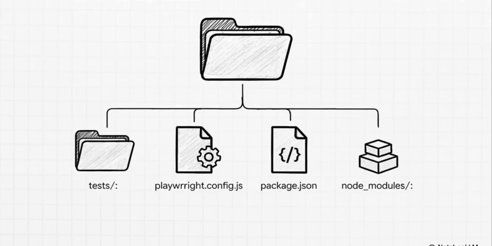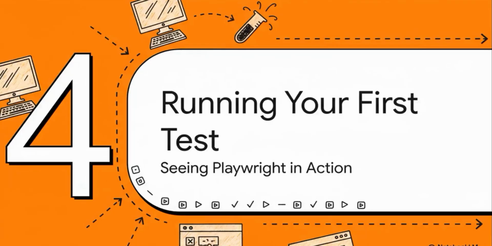And once that's done, you'll have a few new things in your project. You'll see a tests folder, pretty obvious, that's where your tests live. There's a playwright.config.js file, which is your main control panel for everything. And then you have your standard package.json and node_modules, which just handle all the behind-the-scenes stuff. Okay, setup is done.